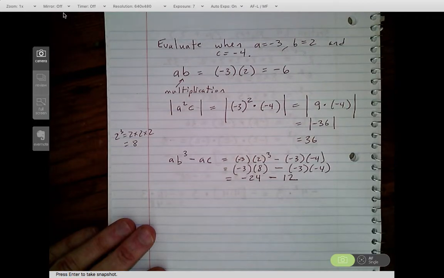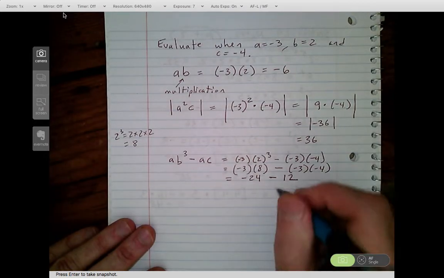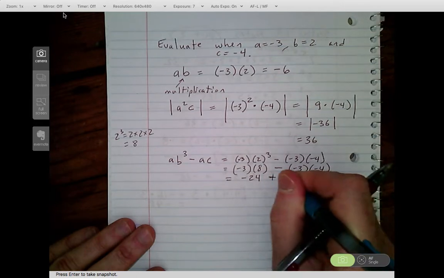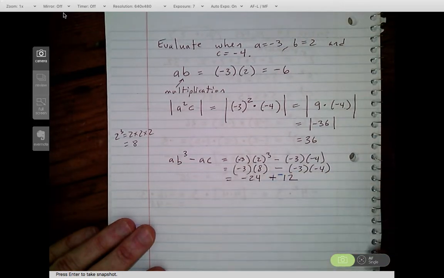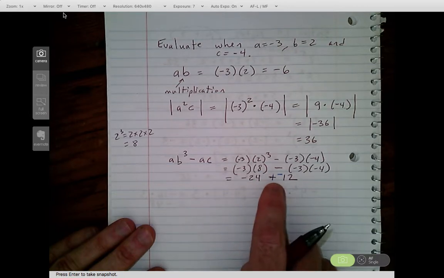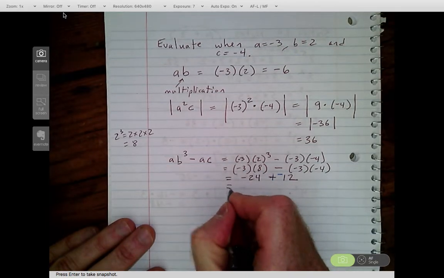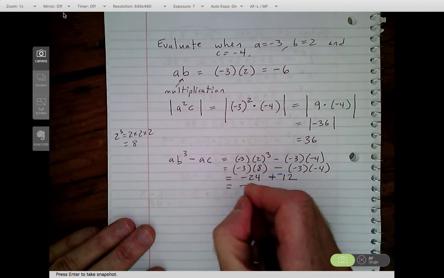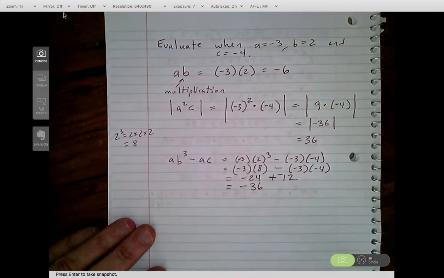Okay, now I'm going to add the opposite. So changing that to addition and that to its opposite. So I end up, to finish this, -24 plus -12. So signs are the same. We add them up and we get -36.